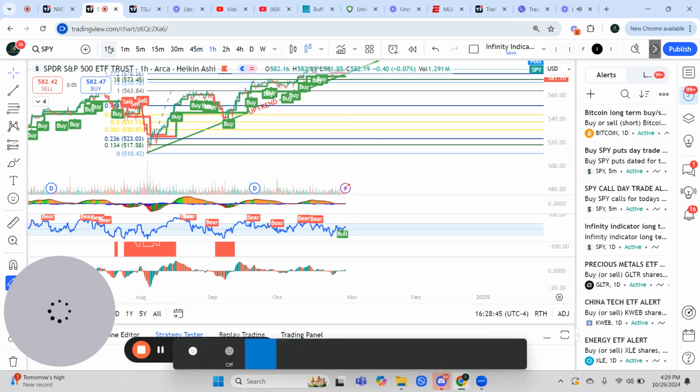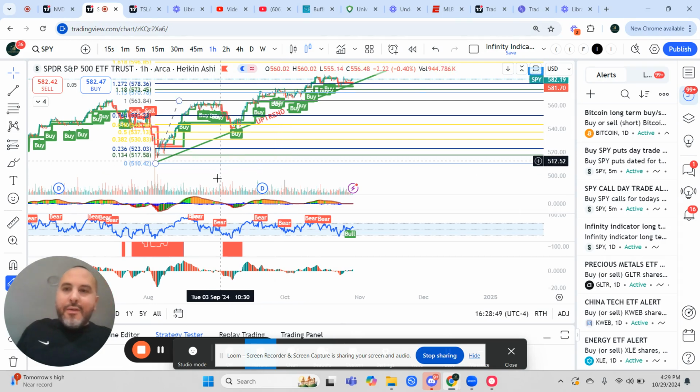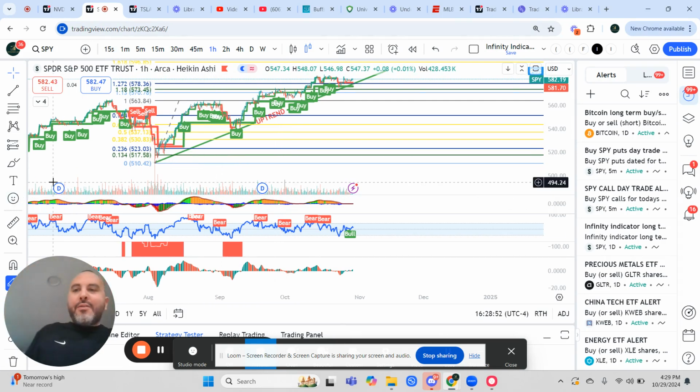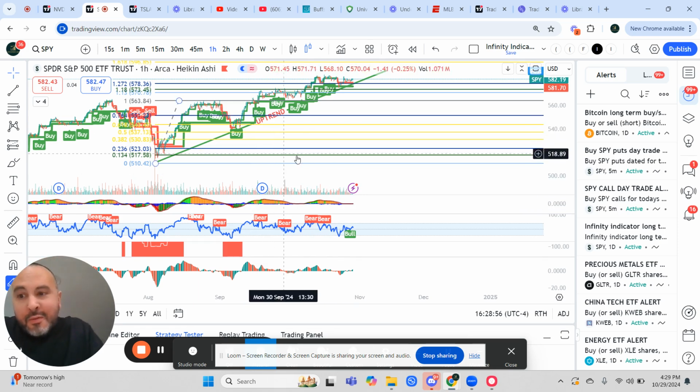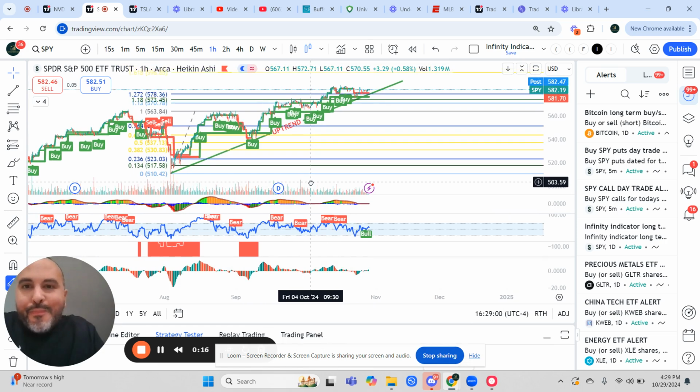What's going on, everyone? Okay, so today I'm just going to do a quick little SPY update. I'm also going to show you some indicators that I use to help me see price action, see where things are going to go.